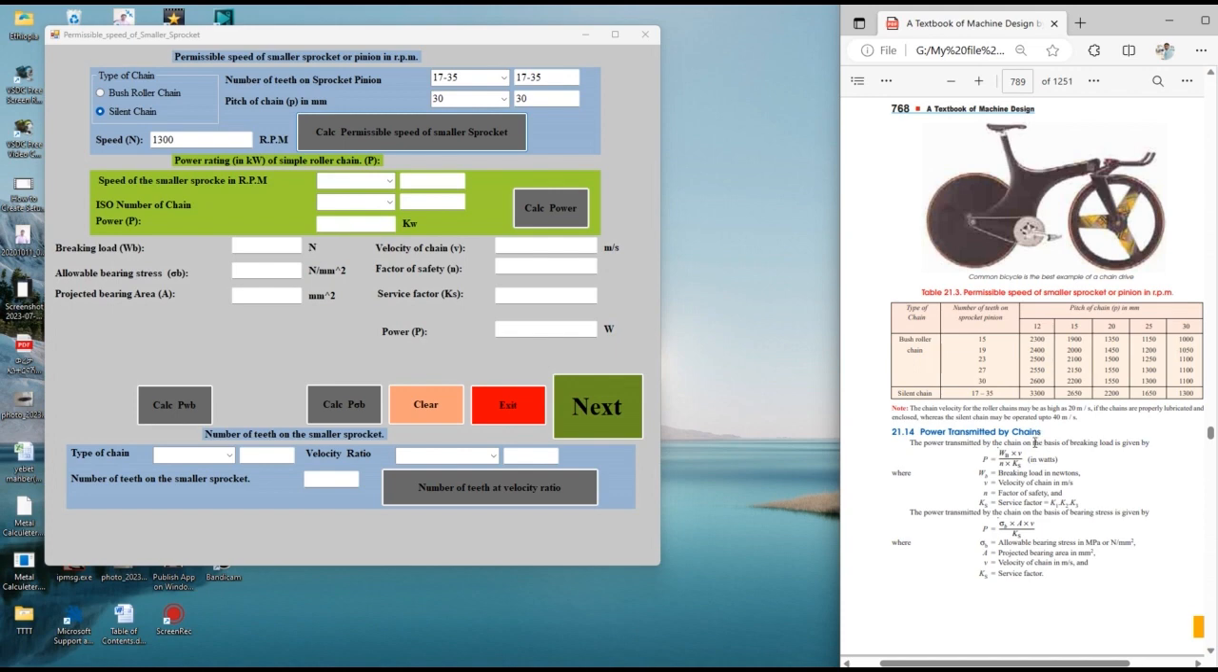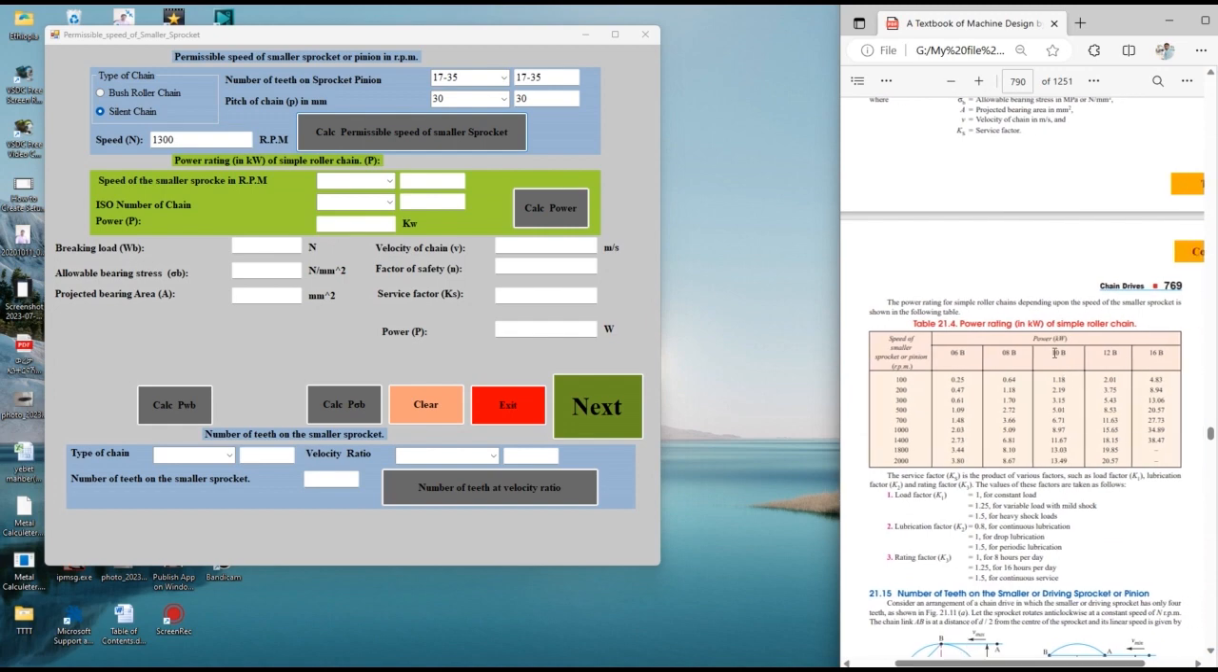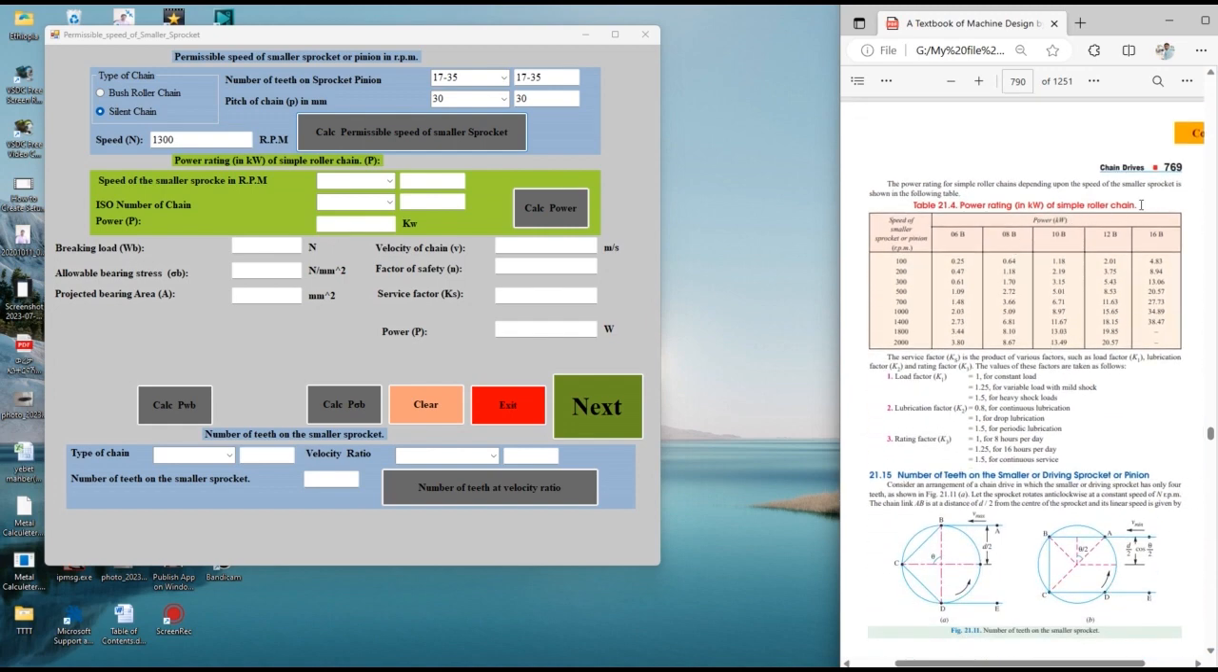Also, there is another table which is the power rating in kilowatt. Do you see this? The power rating in kilowatt of a simple roller chain. In a roller chain there are power ratings. In this table there are also two basic parameters. The first one is the ISO number of chain, and the second one is the speed of the smaller sprocket. Then we can get the value of power in kilowatt.